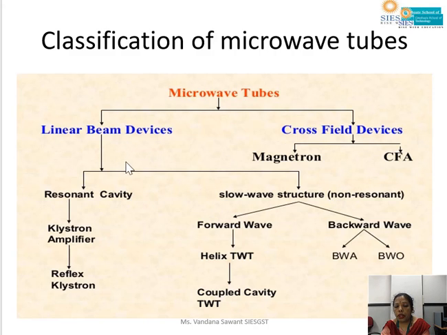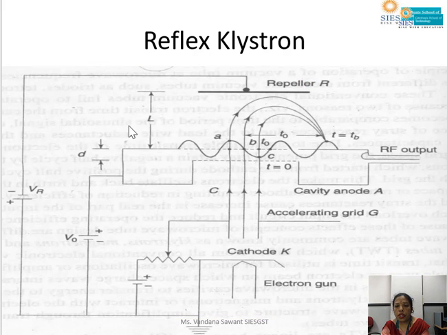Now see, in some tubes like the reflex Klystron, whether it is an M type tube or an O type tube, they need to carry out these 5 processes which we have seen already. These 5 processes are carried out separately in a reflex Klystron. So first of all, we will see the reflex Klystron, because observing the processes separately is very easy compared to observing all these 5 processes simultaneously. So first we will go for a reflex Klystron, and see how it generates a microwave signal.